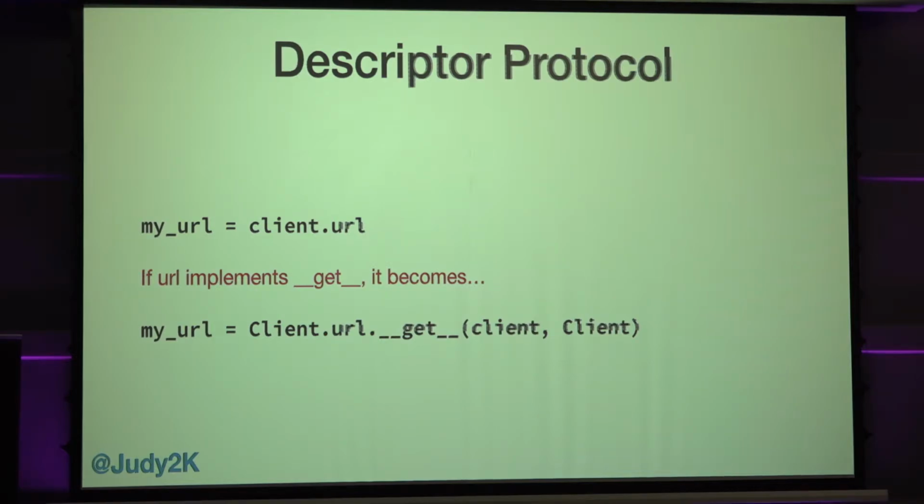Now, the first thing Python does as it's going to get this attribute is it says, this URL thing, before I return it, does it implement dunder get? And let's pretend it does. If it does, it will call that method with the instance and the class, and then it will return the result.